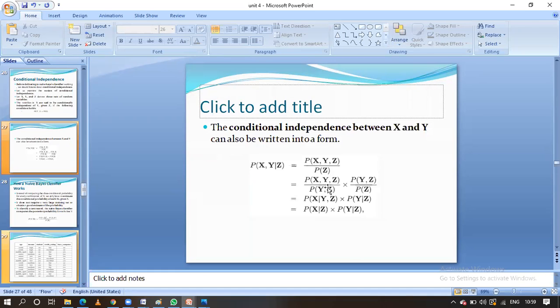Then this one we can write as probability of x given y comma z, and likewise we can write this one as probability of y given z. Is that right? Probability of y comma z divided by probability of z is equivalent to probability of y given z. Likewise, probability of x comma y comma z divided by probability of y comma z we can write as probability of x given y comma z.